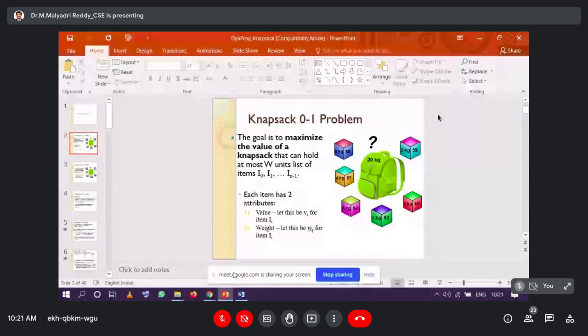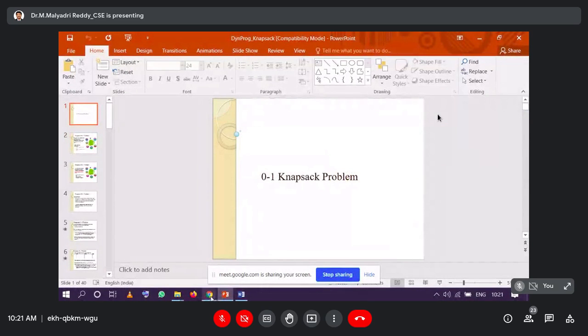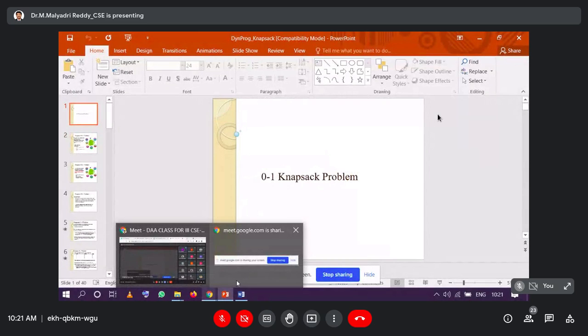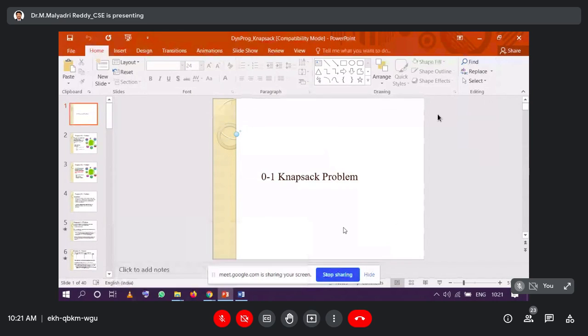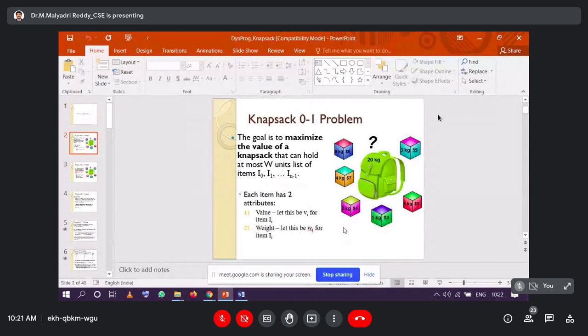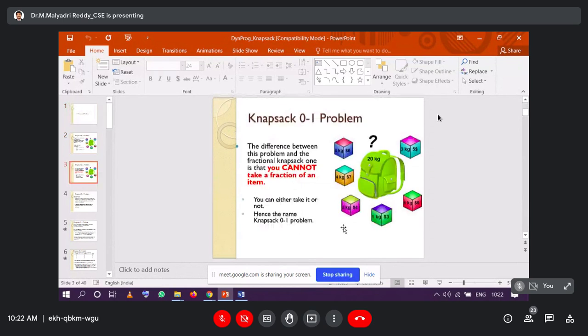Speaker, the screen is visible to you. Yes, sir. Can you read the problem? Map 0 to 1 knapsack problem. Zero by one knapsack problem, right? Right.